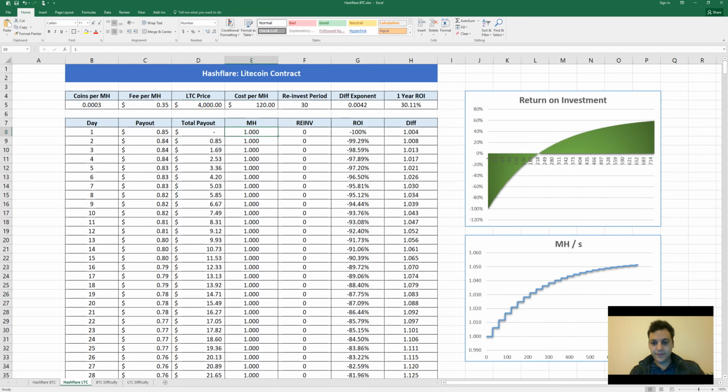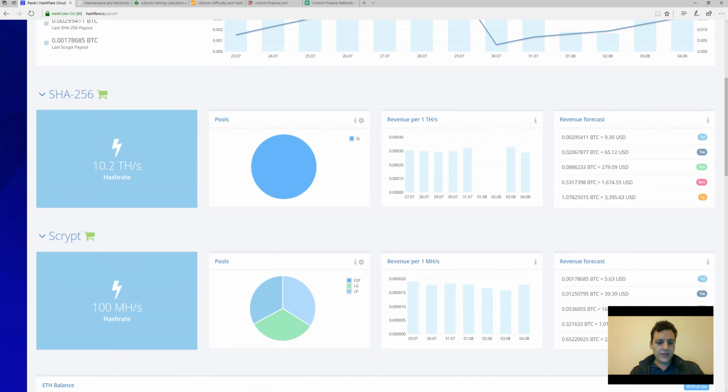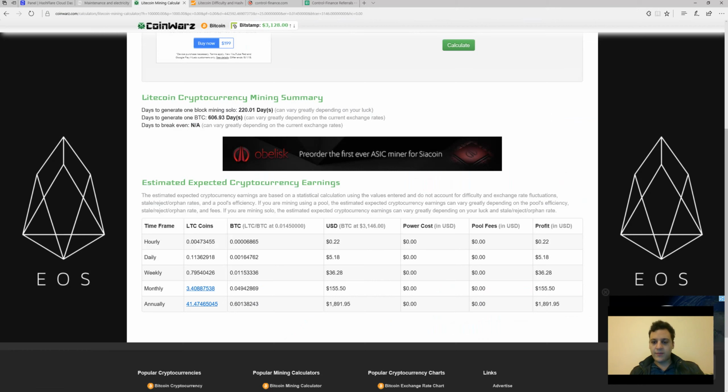All right, so I got the same sheet here for Litecoin, and let's calculate Litecoin. So Litecoin's a little bit tricky because in Hashflare, all the payouts are given in Bitcoin. I never actually see anywhere how much Litecoin I earned. If I knew the exchange rate that Hashflare used to convert Litecoin to Bitcoin, I could calculate that. But since I don't, I'm going to use the Litecoin mining calculator.